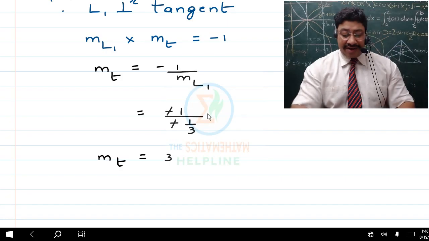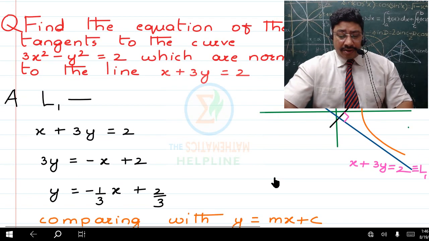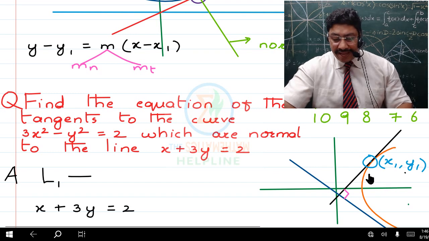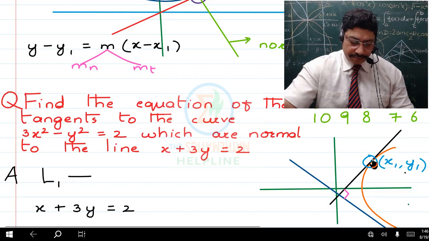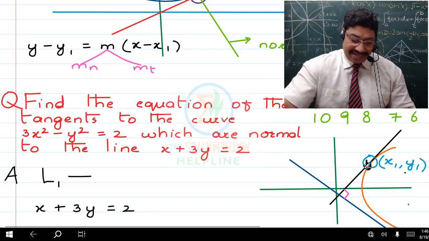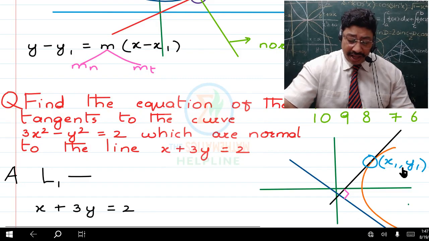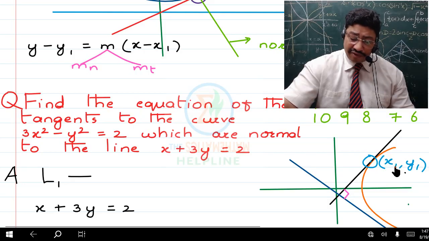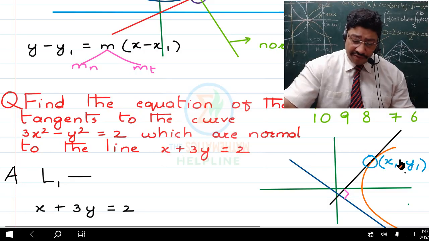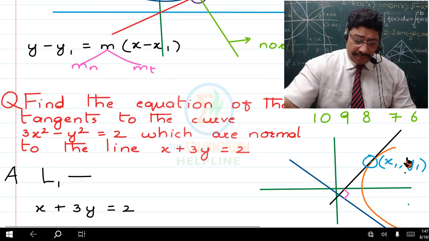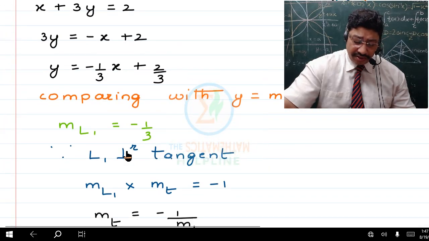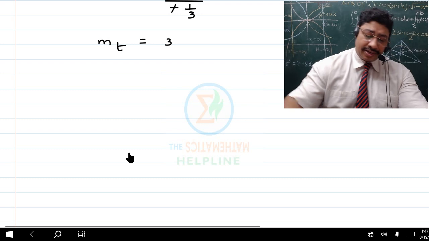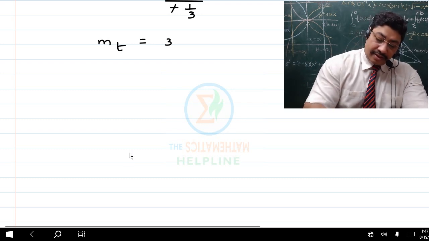Now, children, that we have the slope of the tangent, we know that at this point x1 comma y1 where the tangent was drawn, the slope of the tangent has come to be equal to 3, right? Now, next, as we have found out what the slope of the tangent is, we've got to find out the equation of this straight line. Now you can get the slope of the tangent in another way, that is by differentiating the equation of the curve and keeping the values of x1 and y1.